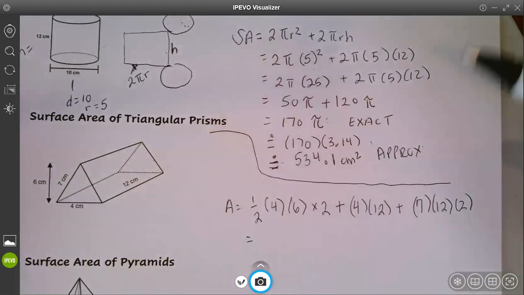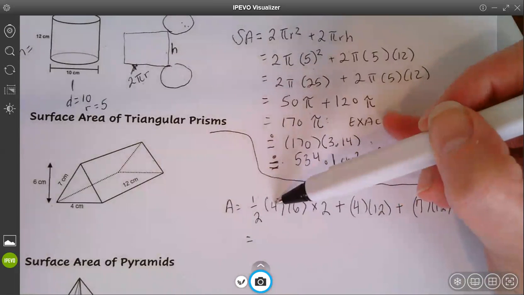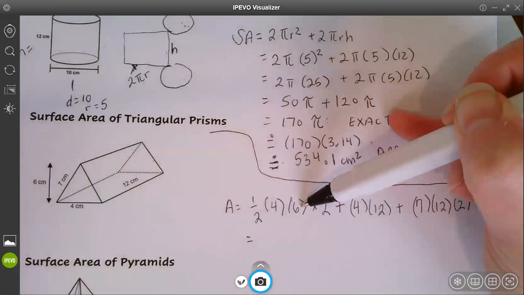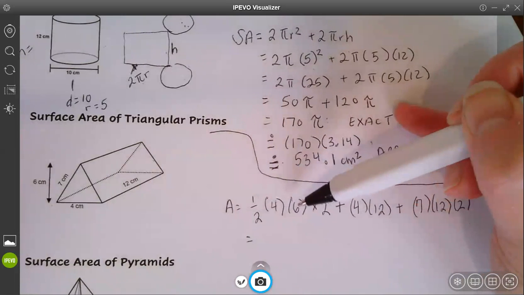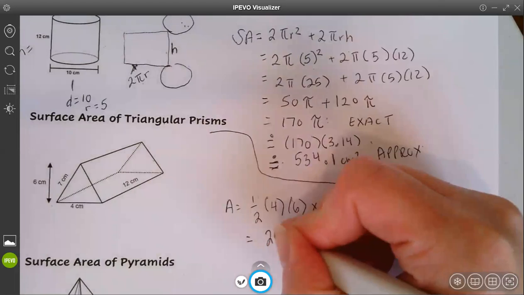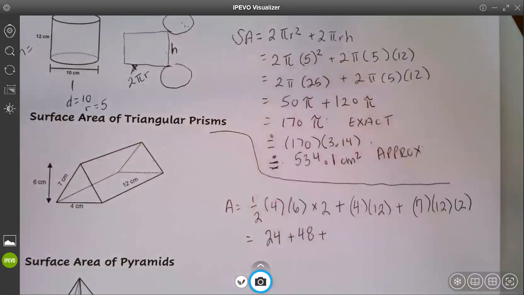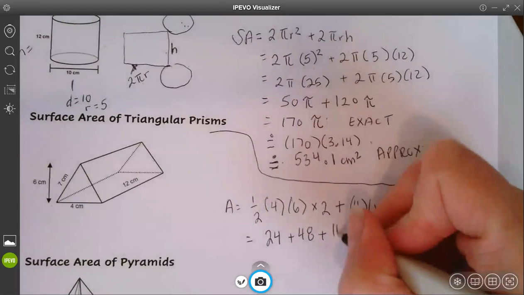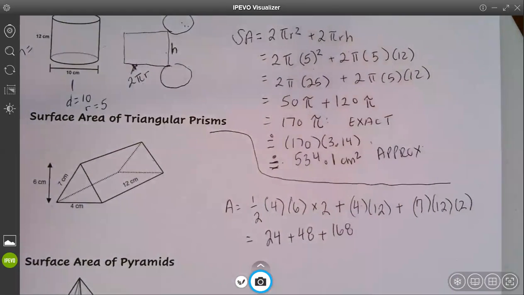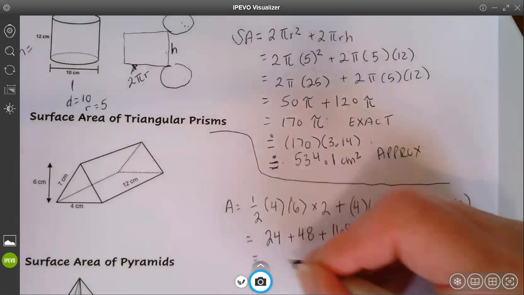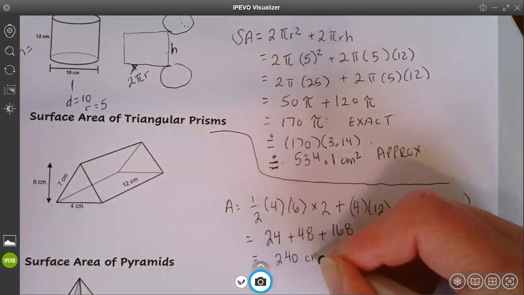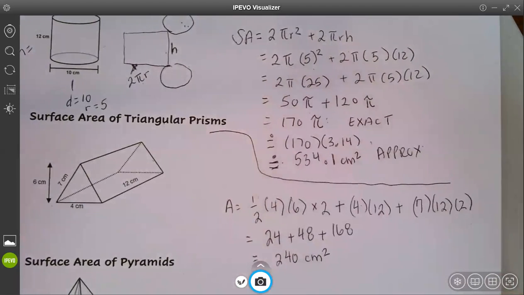So now we're going to perform our multiplication. So a half times 4 is 2. 2 times 6 is 12. Times 2 is 24. So we have 24. 4 times 12 is 48. And we're going to take 7 times 12 times 2 to get 168. And then we're going to add up these three numbers. So I'm using the calculator to get 240 centimeters squared. Area is always measured in centimeters or units squared.